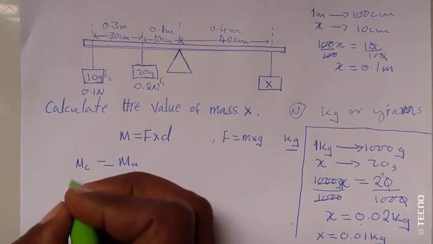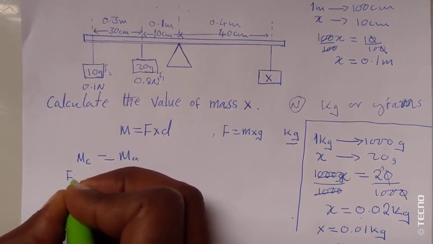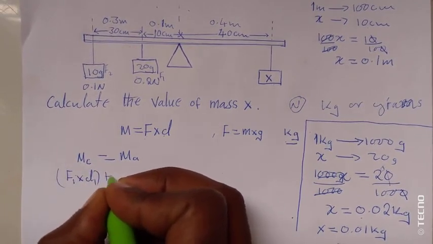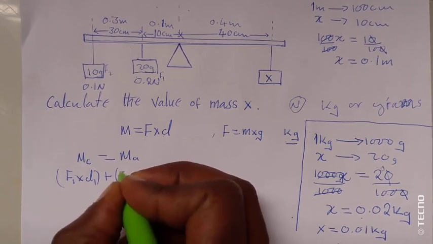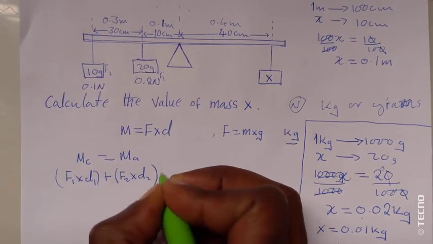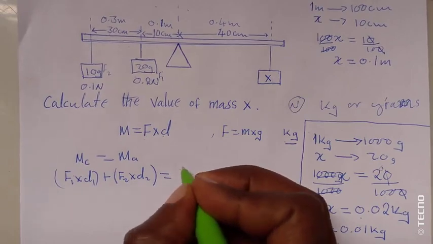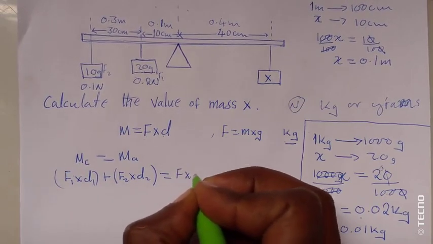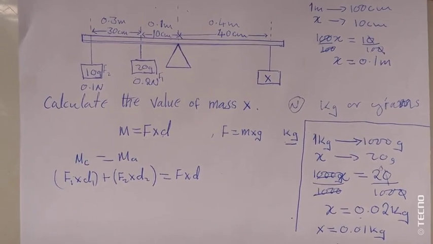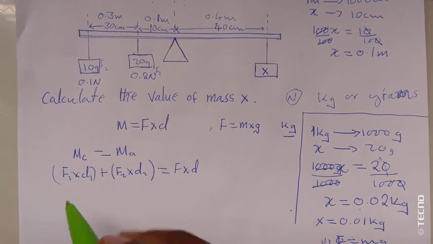Okay, let me just write in full. F1 times distance 1, then plus F2 times distance 2, is equal to, there we'll just have one, so we'll say it's F times distance. Okay, so this is how we are going to do it.